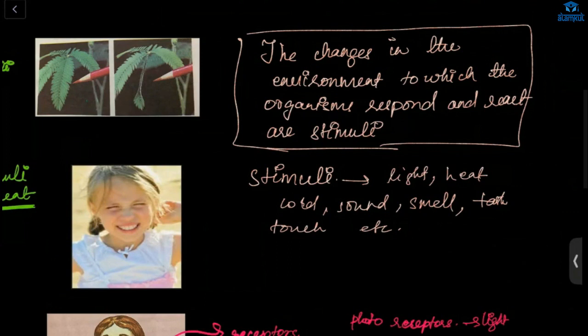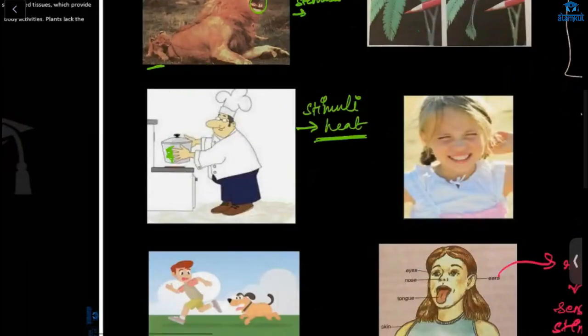And the response of the organism to the stimulus, how will it be? It will be in the form of some kind of movement of body parts. Here we had this cook. The cooker was hot, and he put his hand there. What was the response? He pulled away his hand. Why did he pull away? Because there was some stimulus. What was the stimulus? Heat.